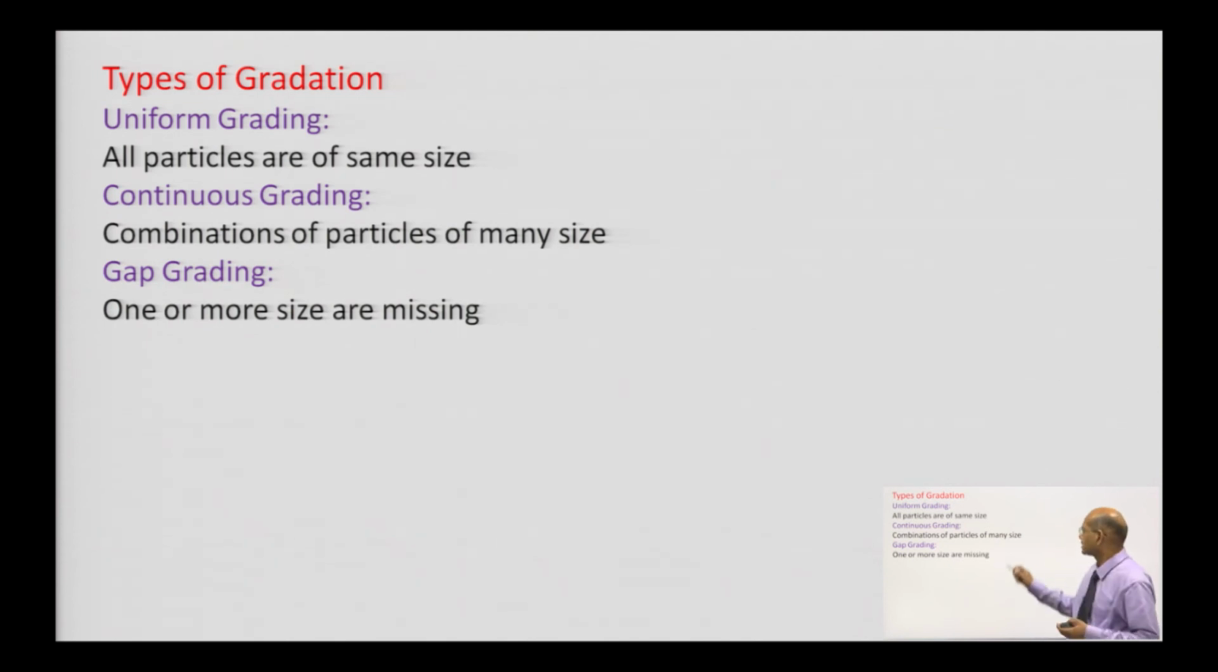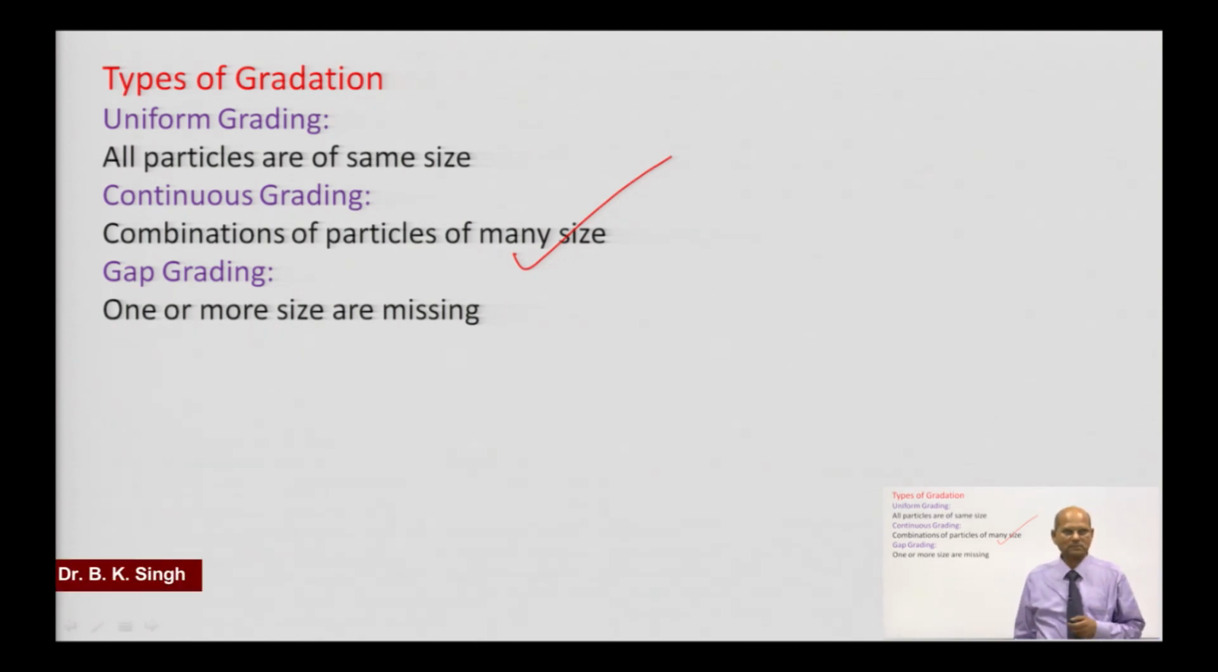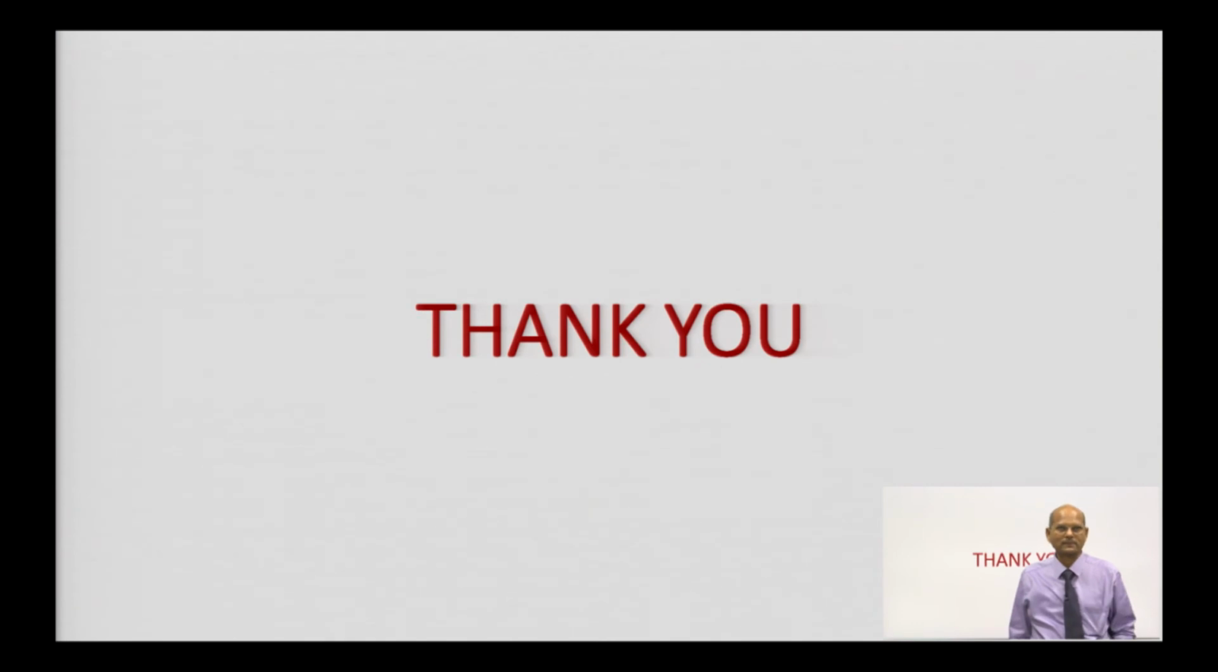So, that is preferred, and we have gap grading. In gap grading, some of the particles or one size is missing. This can be used for architectural purposes, ornamental purposes, but not normal work. So, generally we use continuous grading of the aggregate. Okay. So, thank you.